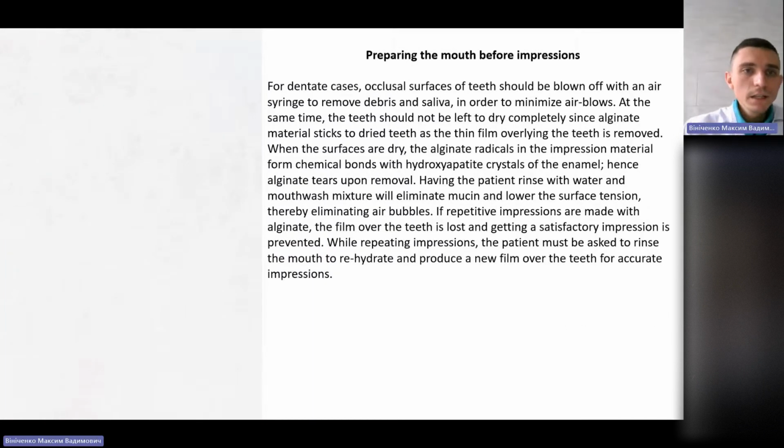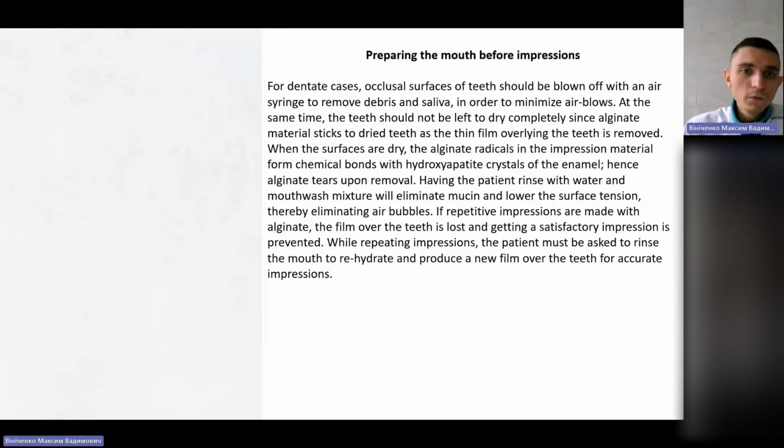For dentate cases, occlusal surfaces of teeth should be blown off with an air syringe to remove debris and saliva in order to minimize air blows. At the same time, the teeth should not be left to dry completely, since alginate material sticks to dry teeth as the thin film overlying the teeth is removed. When the surfaces are dry, the alginate radicals in the impression material form chemical bonds with the hydroxyapatite crystals of the enamel. Hence, alginate tears upon removal.